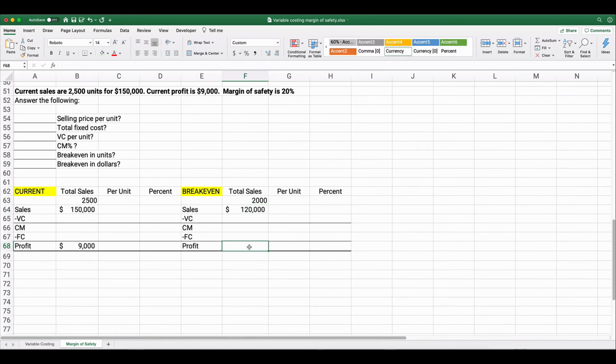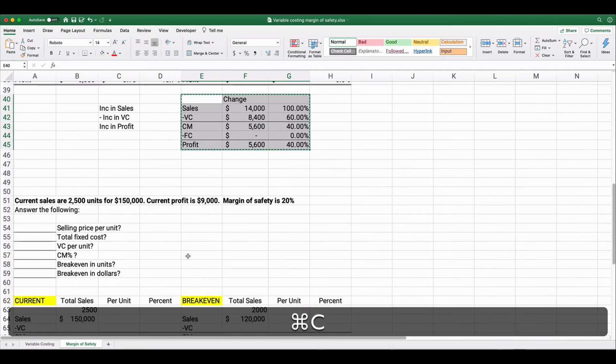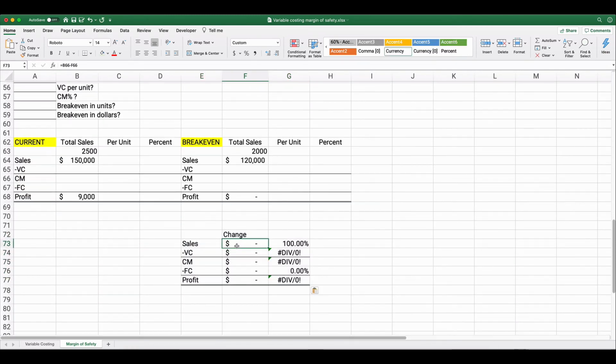All right, our break-even point, the profit is 0. So let's see what we can do here. Let's think about the change. Let's copy this and drop it here. What about just the change? The change going from 120 to 150 is a $30,000 change. Our profit goes up 9,000. So a $30,000 change means our profit goes up 9,000.